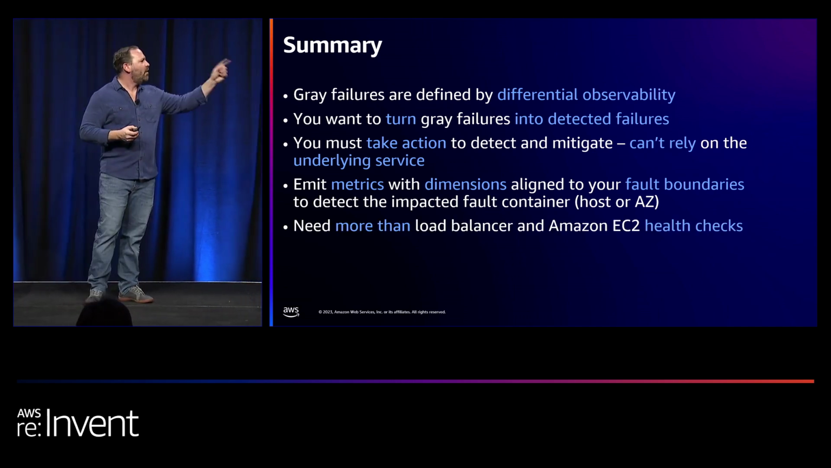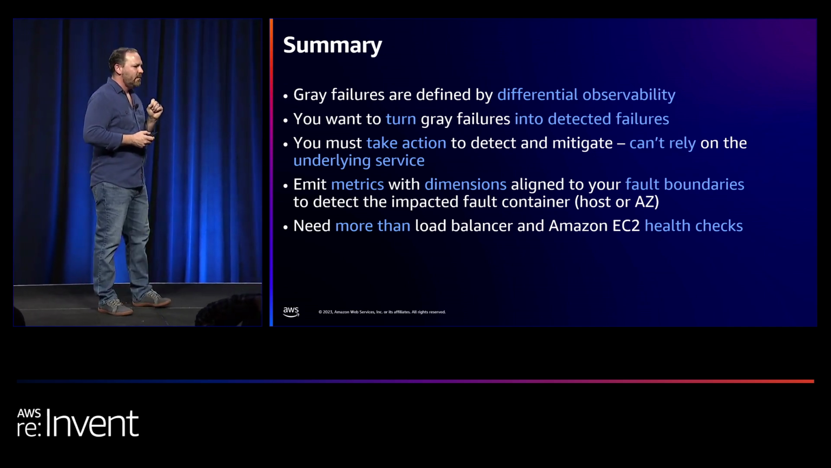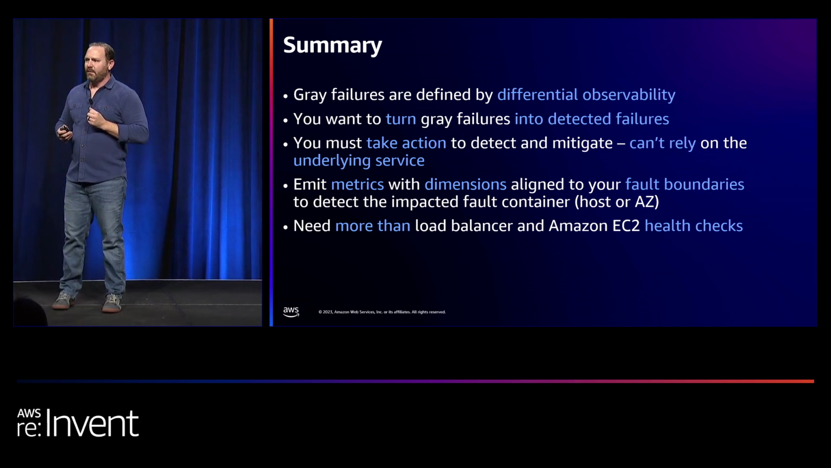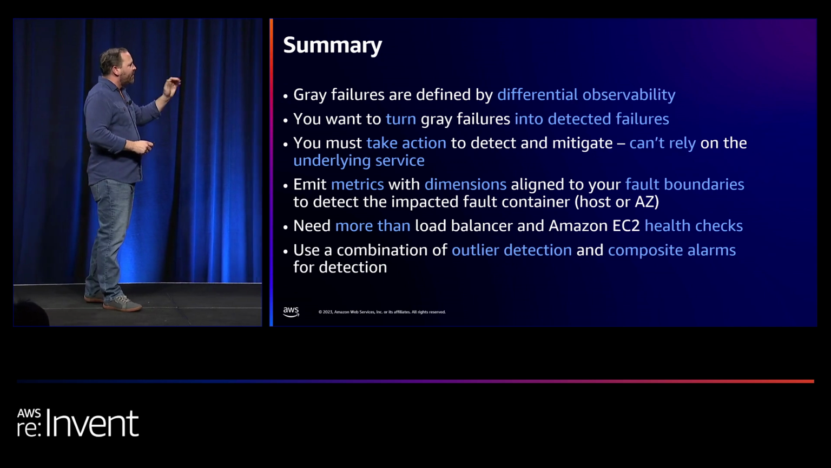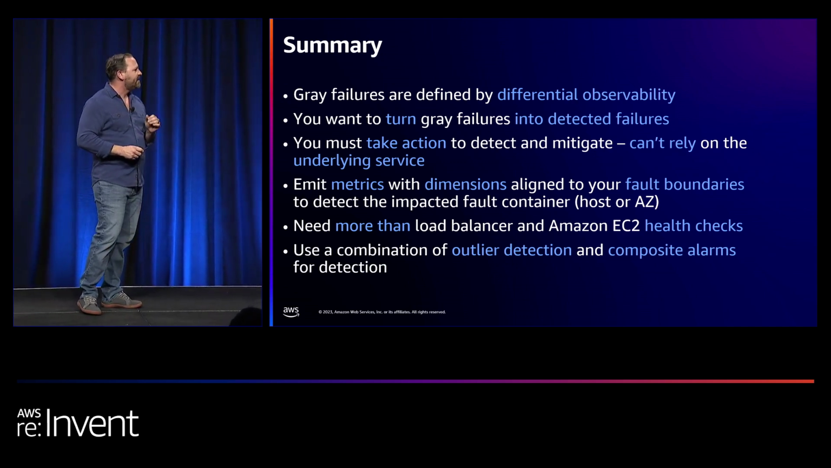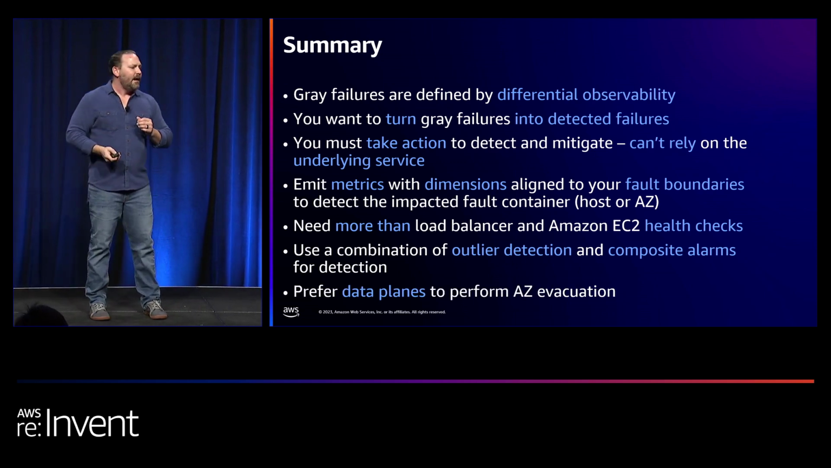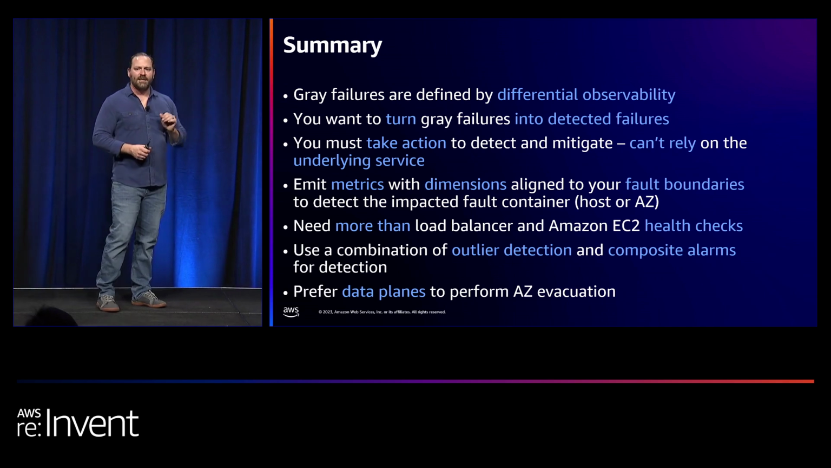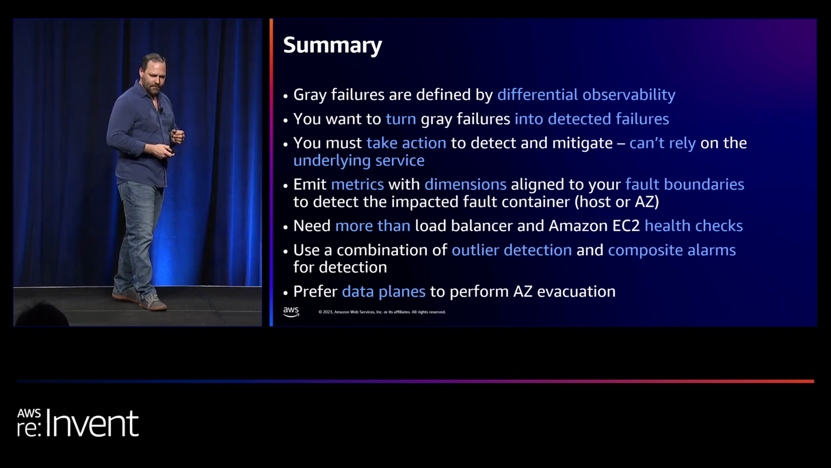So that means we need more than just the load balancer and Amazon EC2 health checks, right? We have to build additional, more advanced systems in order to do this. For our detection, we want to use a combination of outlier detection and composite alarms. And then finally, to actually perform the evacuation, we want to prefer data planes over control planes whenever possible.